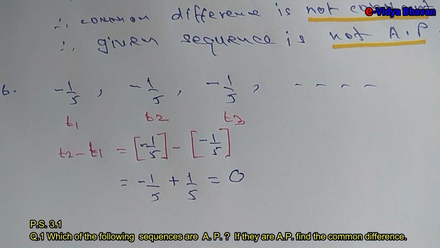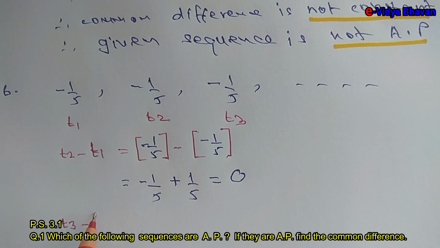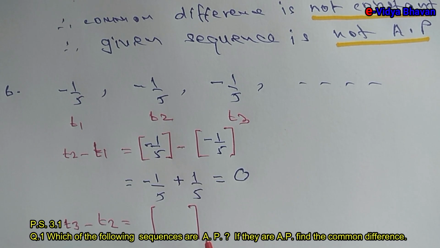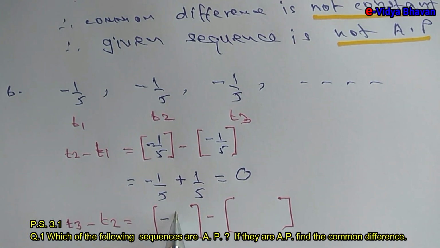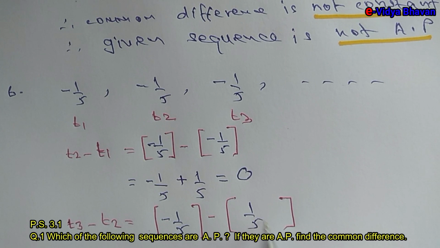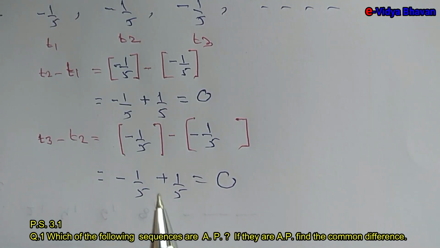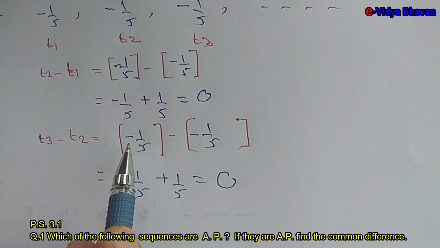T3 minus T2 also you can try. Let us take T3 minus T2. Same way, taking care of the sign is very important. T3 is minus 1 upon 5, T2 is minus 1 upon 5. What you are finding here, dear students, minus 1 upon 5 and minus 1 upon 5. Here minus 1 upon 5 plus 1 upon 5, 0.